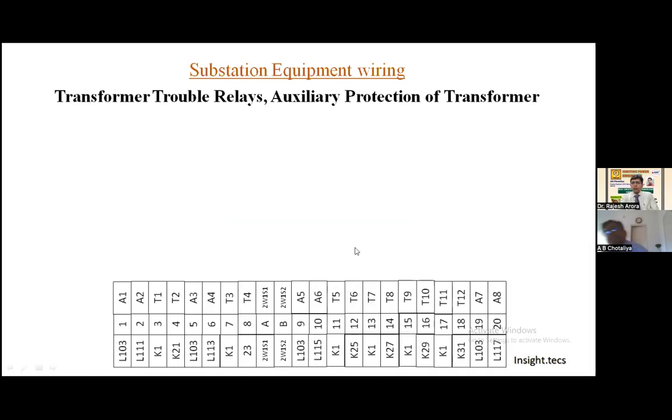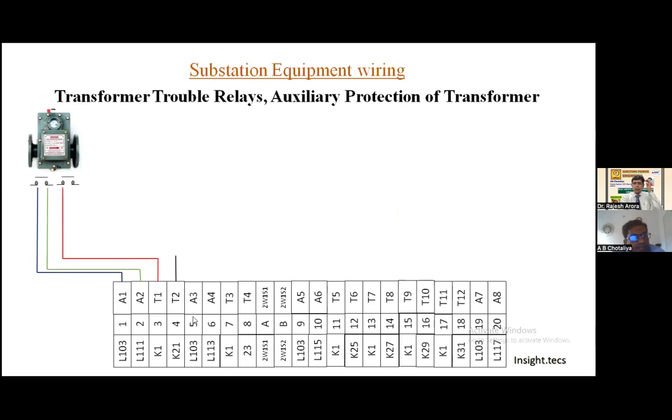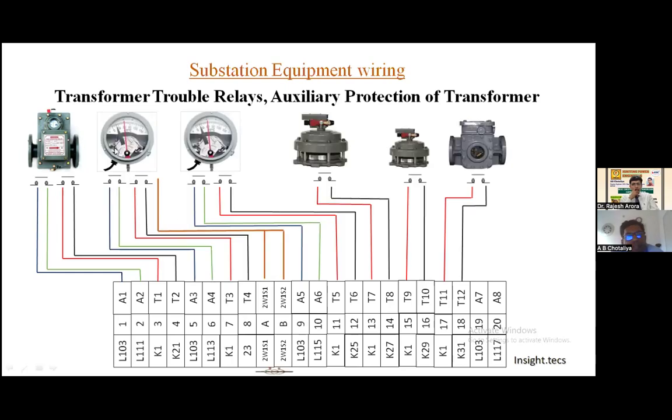How is the wiring to be done? In the Buchholz relay, there will be two contacts, one for the alarm and one for the tripping, which is connected like this from the TBs. Here in the T1, we will provide a positive. When the contact is closed, the positive will be extended and some of our relays will be operated. And all other relays are connected like this in the transformer auxiliary protections.